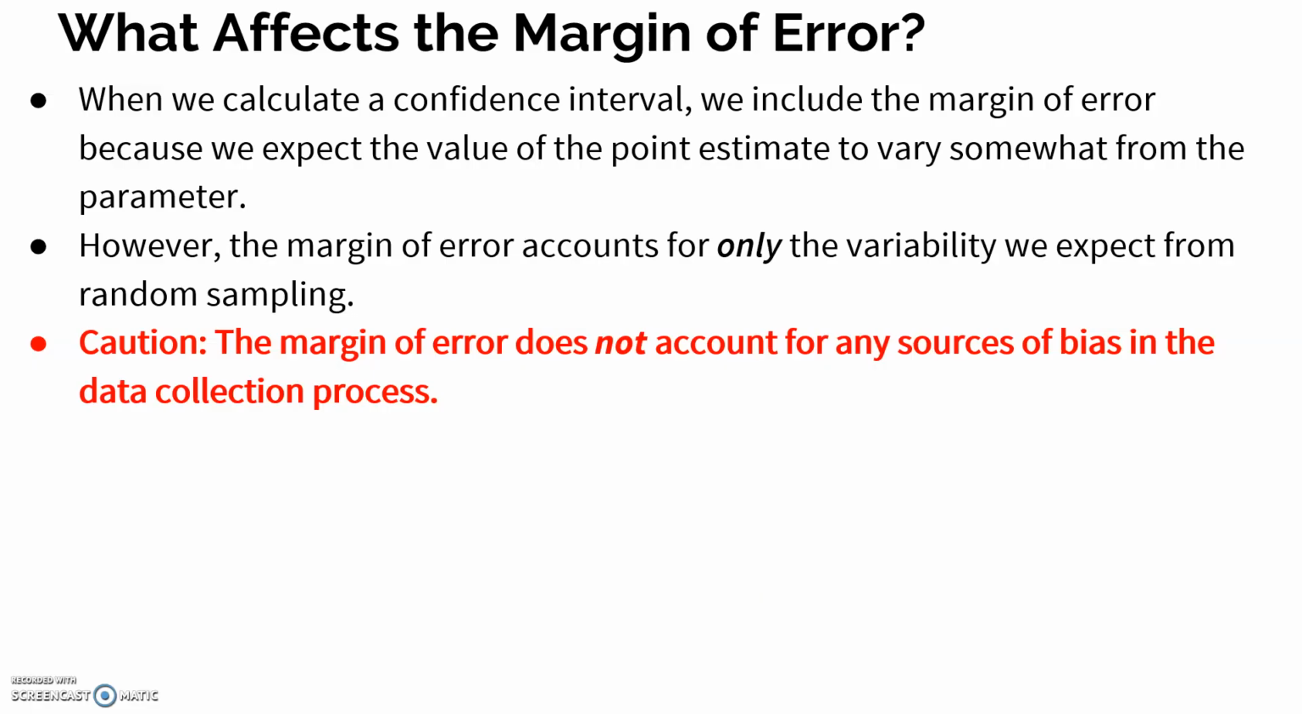All right. Now, what affects a margin of error? So, when we calculate a confidence interval, we include the margin of error because we expect the value of the point estimate to vary somewhat from the parameter. However, margin of error accounts for only the variability that we expect from random sampling. Okay, so that's a very, very key idea.